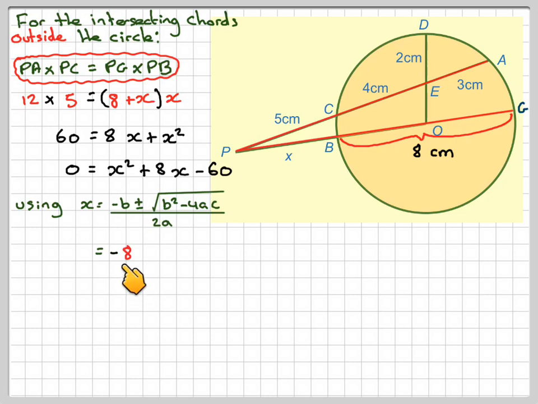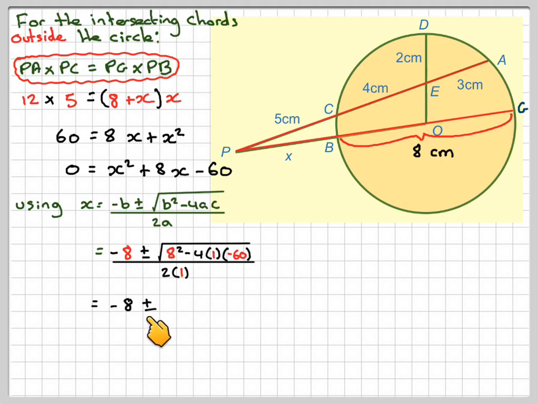We're going to have that minus b, so it's minus 8 plus or minus the square root of 8 squared, minus 4 times a, which is 1, times c, which is minus 60. Be careful, that's minus 60, and the minus will make a plus there, over 2 times 1. So we're going to have minus 8 plus or minus the square root of 64, minus 4 times minus 60 is plus 240, over 2. So that's going to give minus 8 plus or minus the square root of 304 over 2.